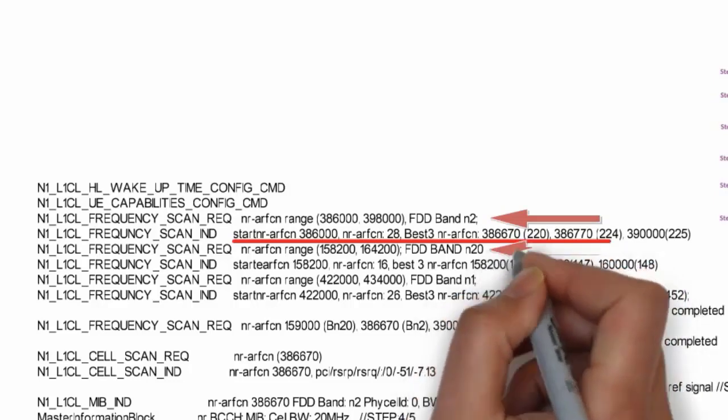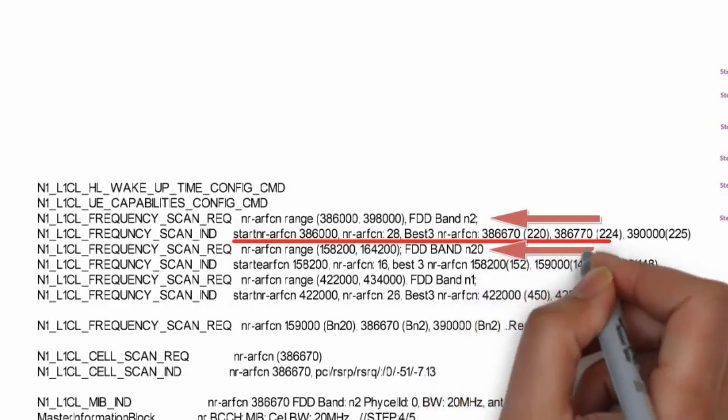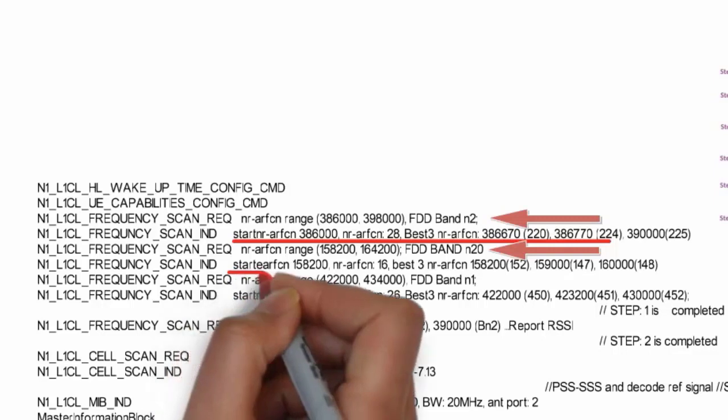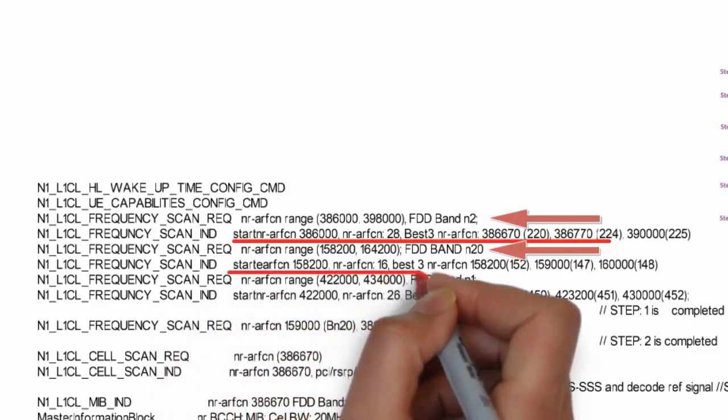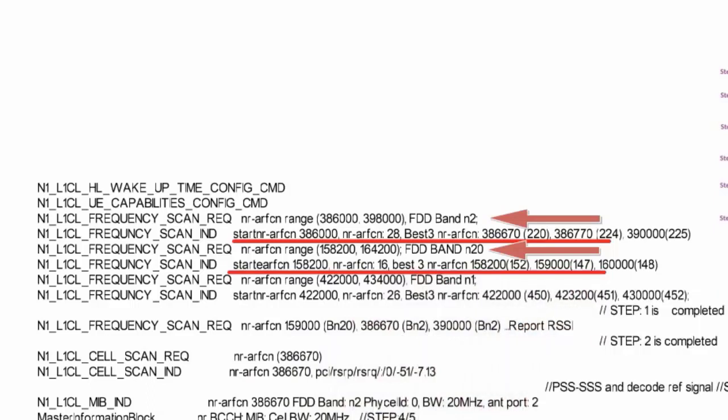N1 L1CL sends a frequency scan request with NR ARFCN range 158,200 to 164,200 for band N20. And N1 L1CL got the result where the scan started from 158,200 and total NR ARFCN scanned is 16, and out of 16 ARFCN, the 3 best ARFCN are 158,200, 159,000, 160,000. So these 3 frequency were found for N20.